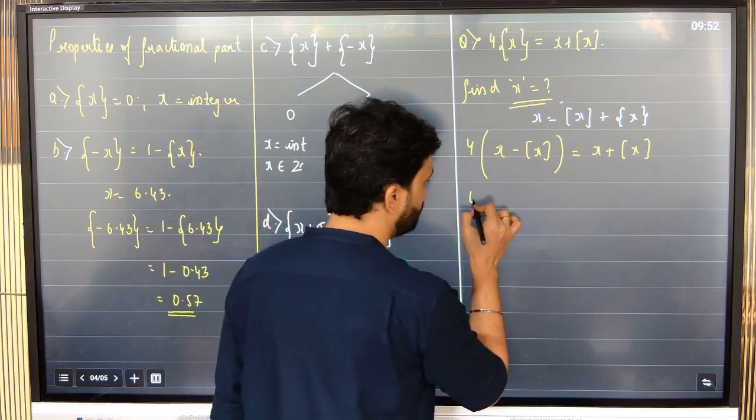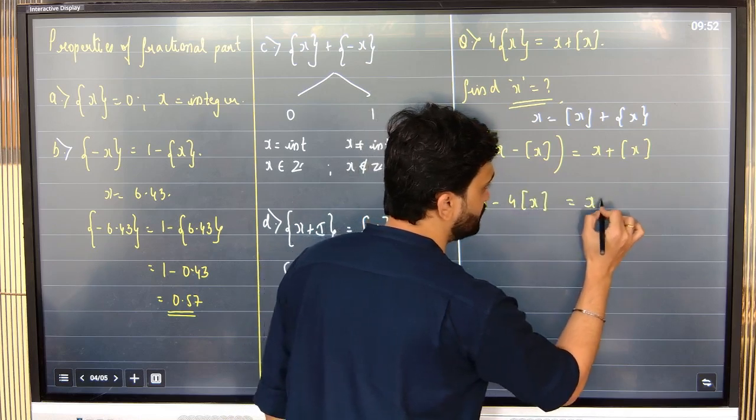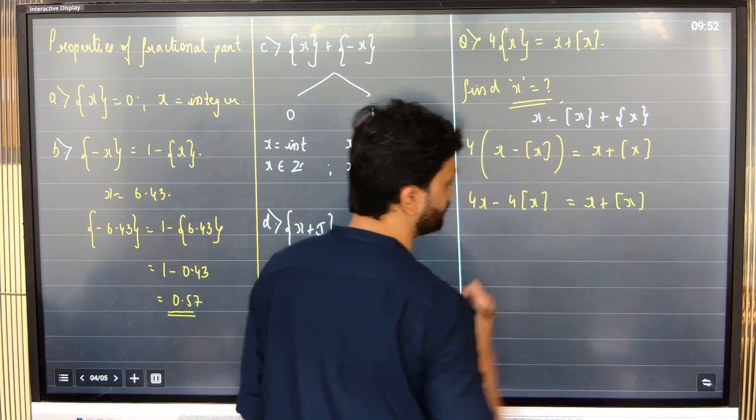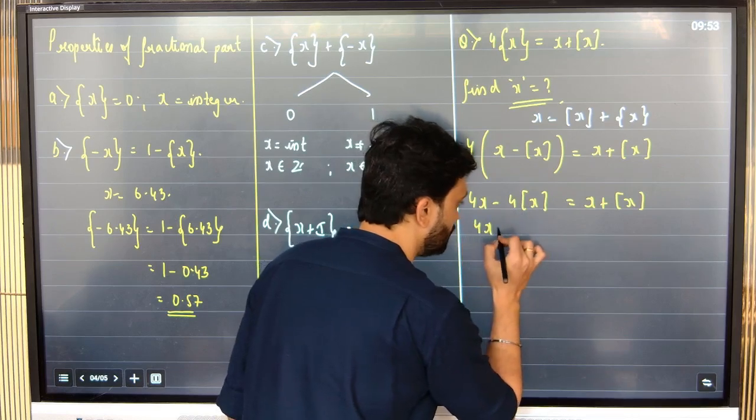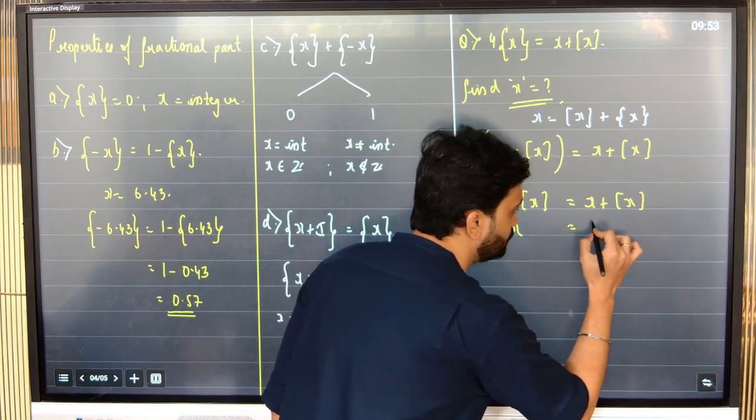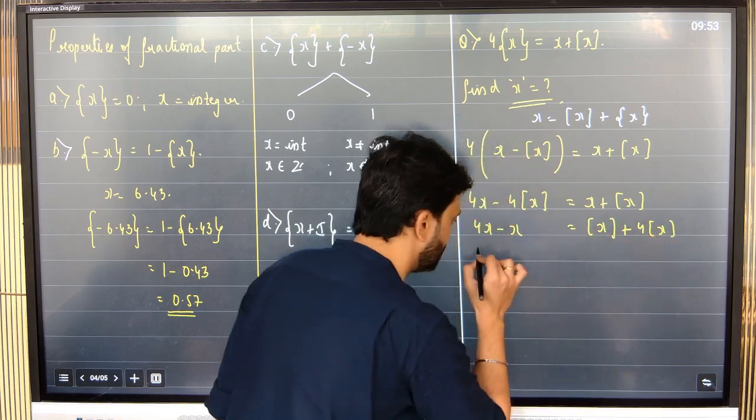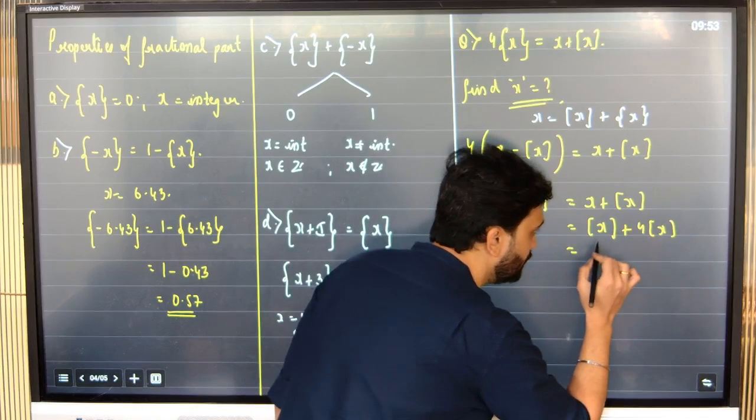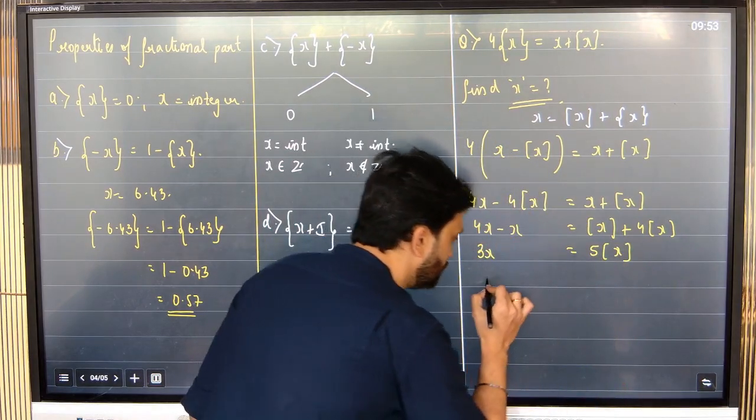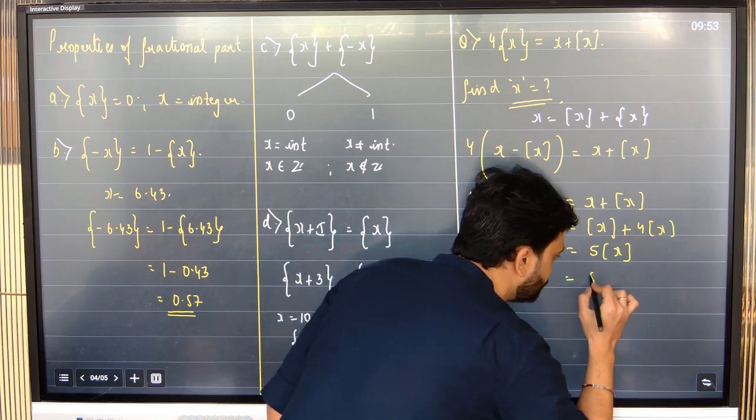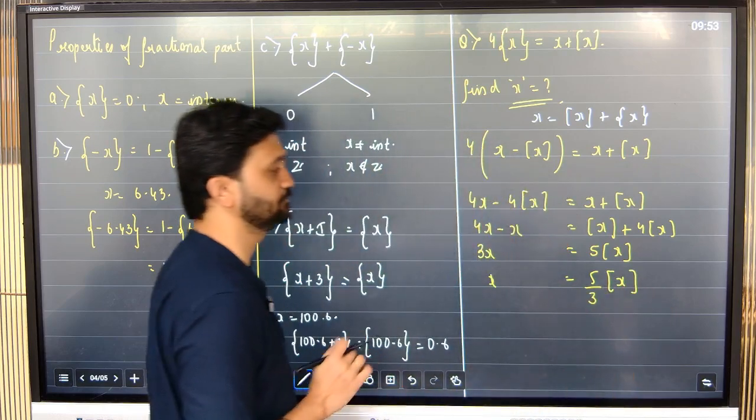If I open the bracket, this will become 4x minus 4 greatest integer function of x is equal to x plus greatest integer function of x. 4x minus x is equal to the greatest integer function of x plus 4 into the greatest integer function of x. So 3x is equal to 5 into the greatest integer function of x. So x will become 5 by 3 greatest integer function of x.